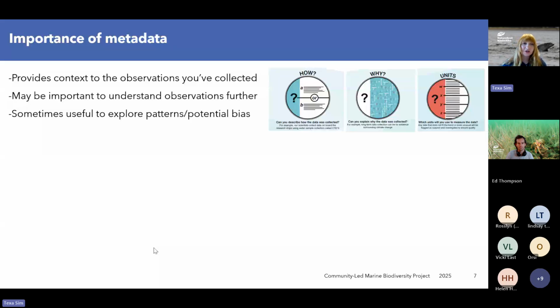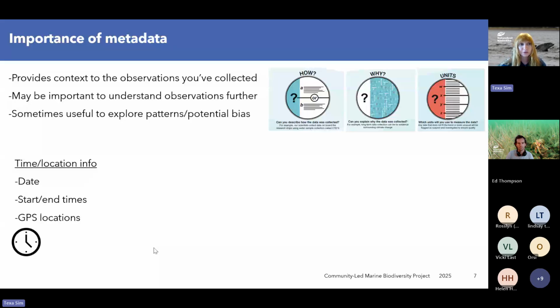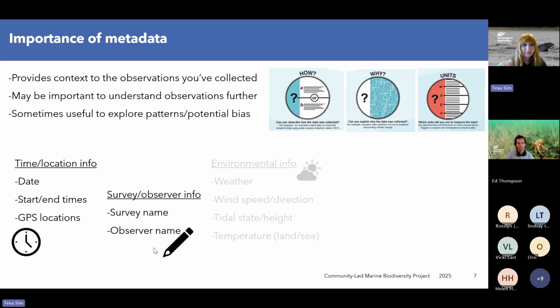And what that actually consists of are things like time and location information, so date, start and end times of your survey, GPS locations. We've also got information on the person taking the data, the survey name and the observer name is actually quite important. So if you've got a question later down the line, you can go to the person and ask, what does that mean, or what species was that? And it really does help to have that linked.